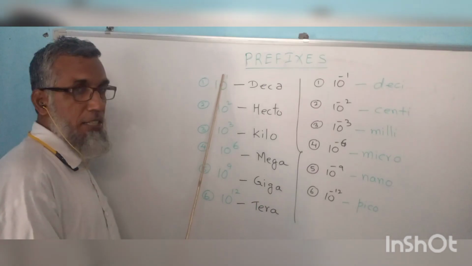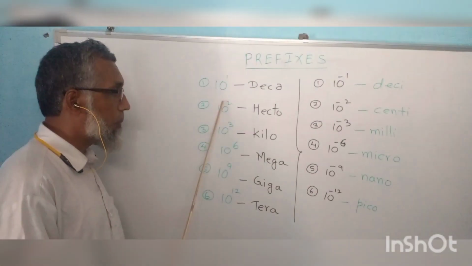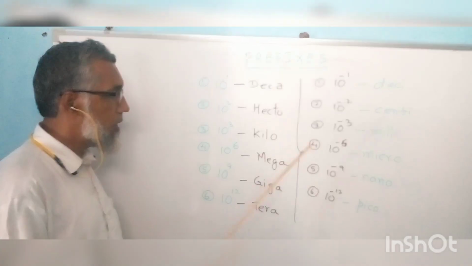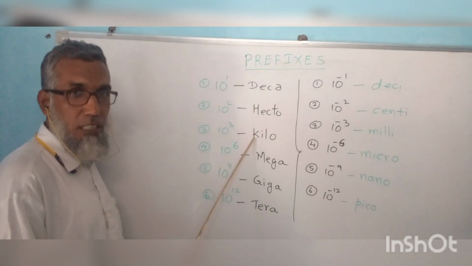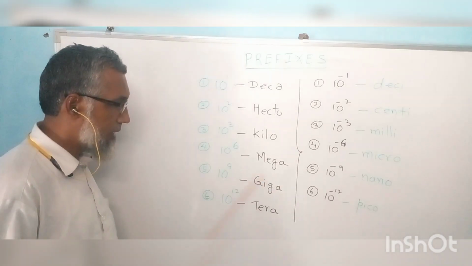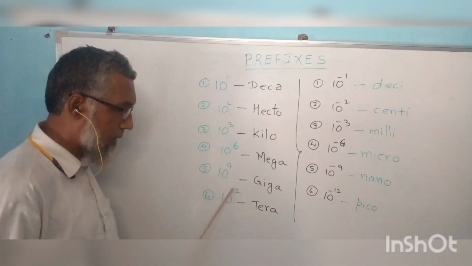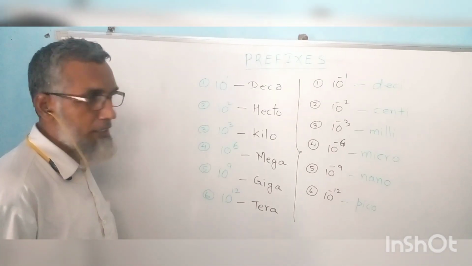10 to the power of plus 1 deca, 10 to the power of plus 2 hecto, 10 to the power of plus 3 kilo, 10 to the power of plus 6 mega, 10 to the power of plus 9 giga, 10 to the power of plus 12 tera.